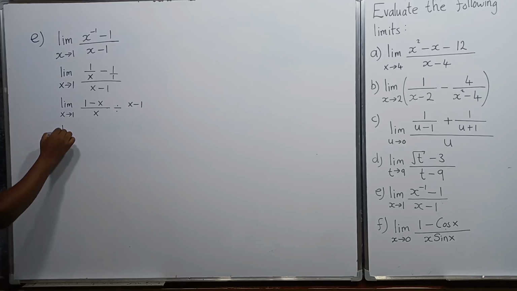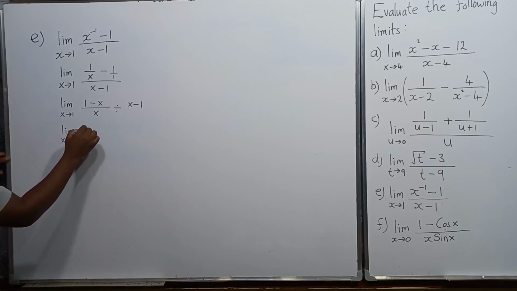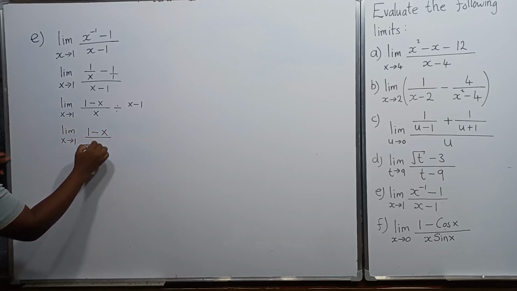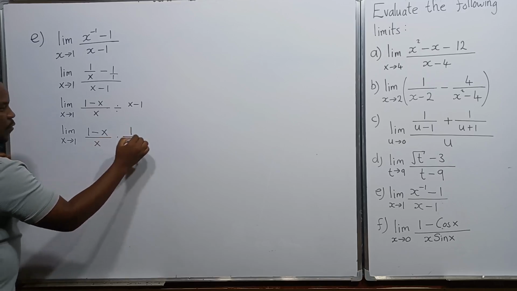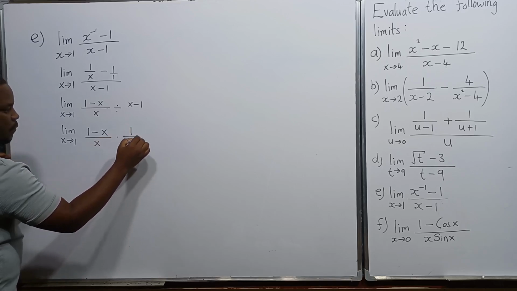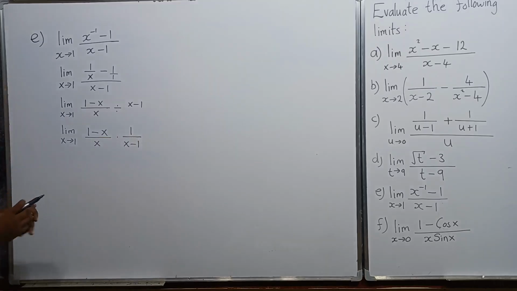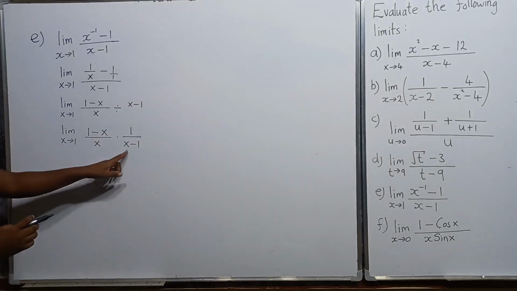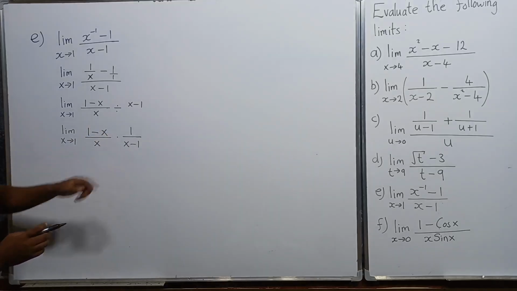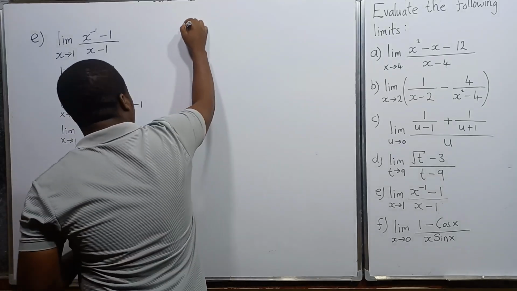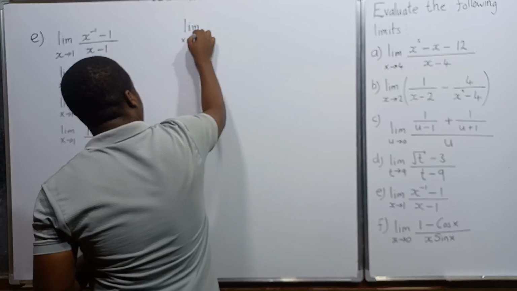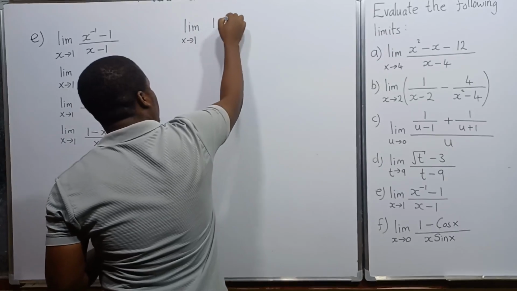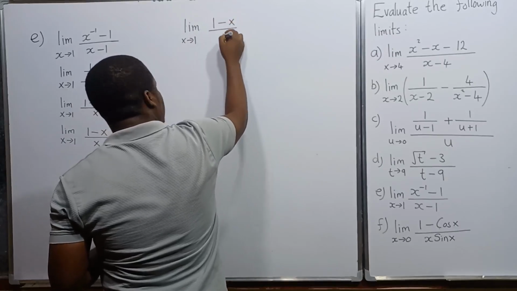So this becomes limit as x approaches 1. We have 1 minus x divided by x multiplied by the reciprocal, which is 1 over x minus 1. So at this stage, you can see that here we have 1 minus x, here we have x minus 1. These two cannot cancel out. So what we'll do instead is this. We'll say the limit as x approaches 1, 1 minus x over x.